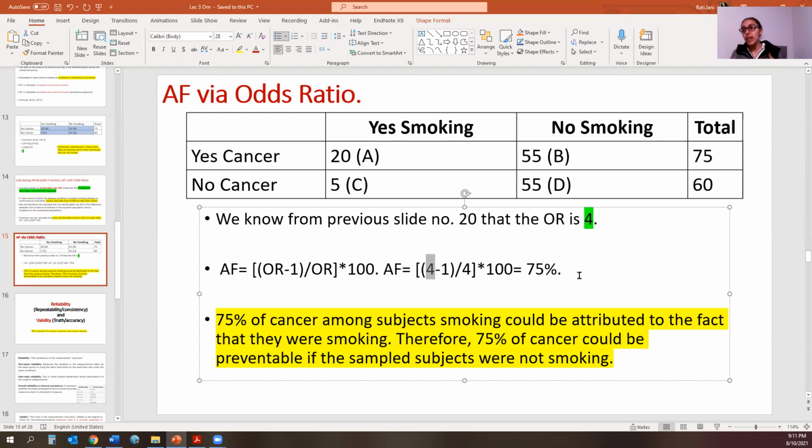Again, now it is the style of writing and reporting your results. If you have calculated attributable fractions, how would you report your results? In writing, this is how you would report: 75% of cancer among subjects smoking could be attributed to the fact that they were smoking. Therefore, 75% of cancer could be preventable if these sample subjects were not smoking. So you see, the style of writing is very similar to our attributable risk.